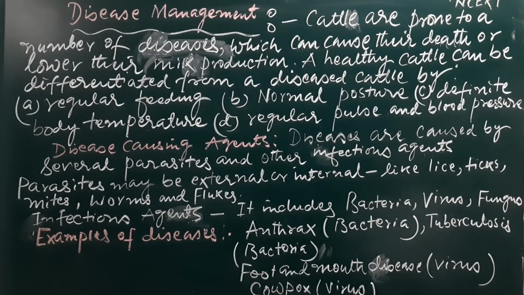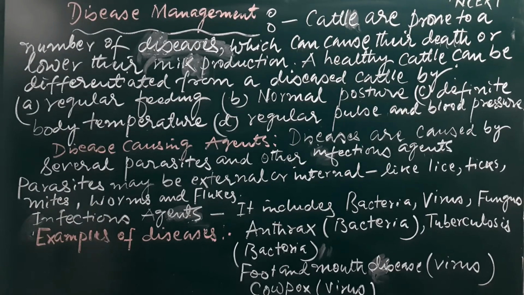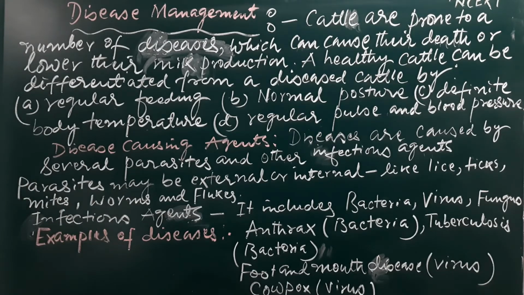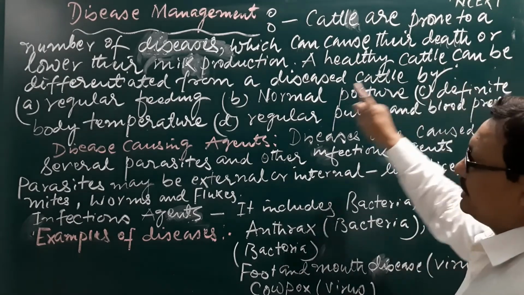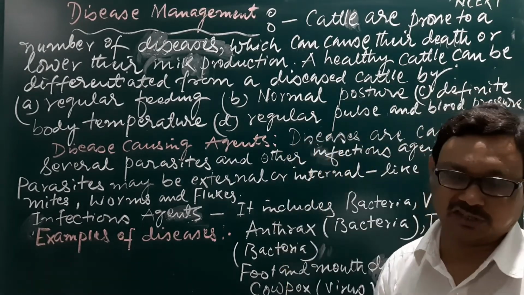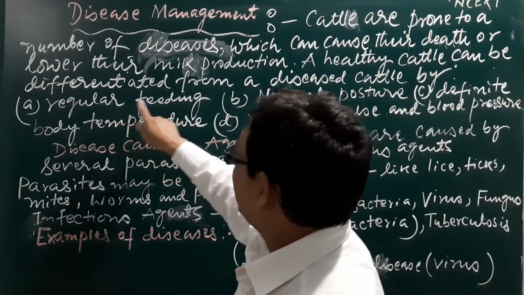Here are the third important conditions for cattle farming. The first one we have discussed, the second one we have discussed already. Now the third one, disease management. Cattle are prone to a number of diseases which can cause their death or poor milk production. A healthy cattle can be differentiated from a diseased cattle by, how can we differentiate a healthy and a diseased cattle? Number one, regular feeding.